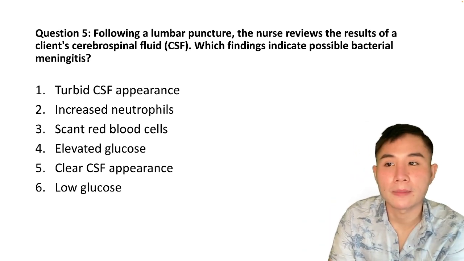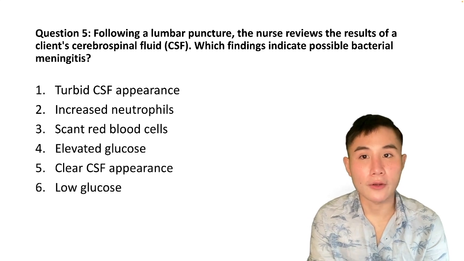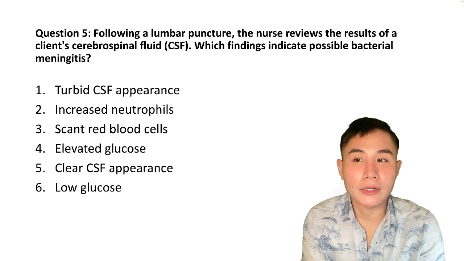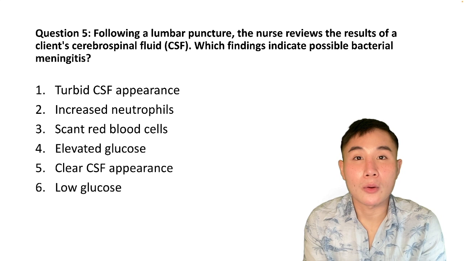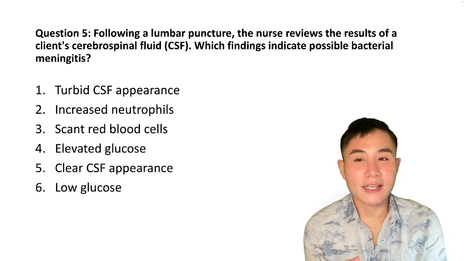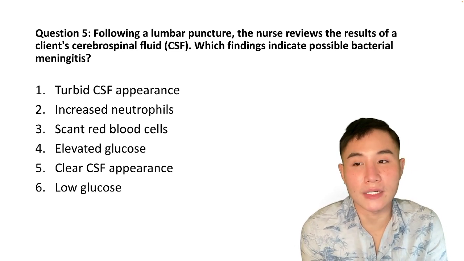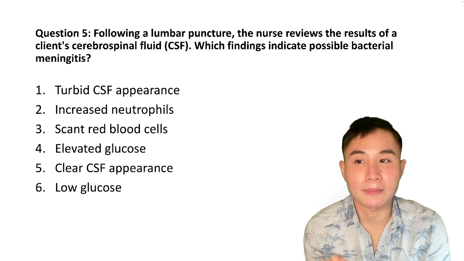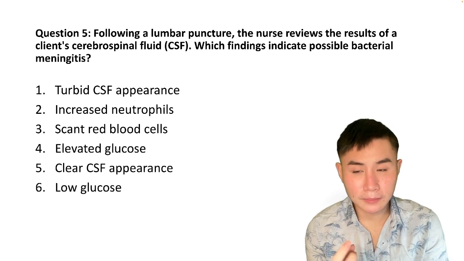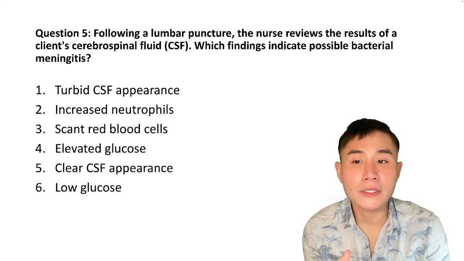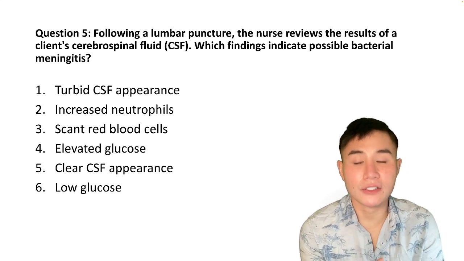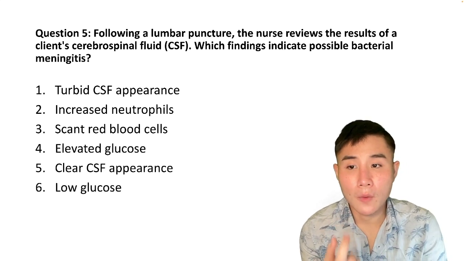All right, so bacterial meningitis. This question, honestly, if you know, you know. If you don't know, you don't know. But we can guess, right? When we talk about bacterial infections, we always think about purulent drainage, cloudiness. So number one, turbid CSF appearance. What is turbid? Turbid is cloudiness. So yes, because it's bacterial meningitis. Increased neutrophils? Yes, neutrophils. Why do we pick neutrophils? Because they target and kill bacteria. It's an infection, right? So 1 and 2 are correct.